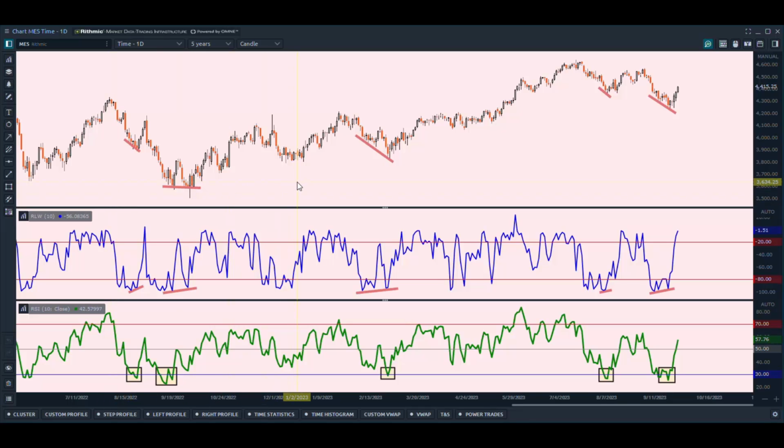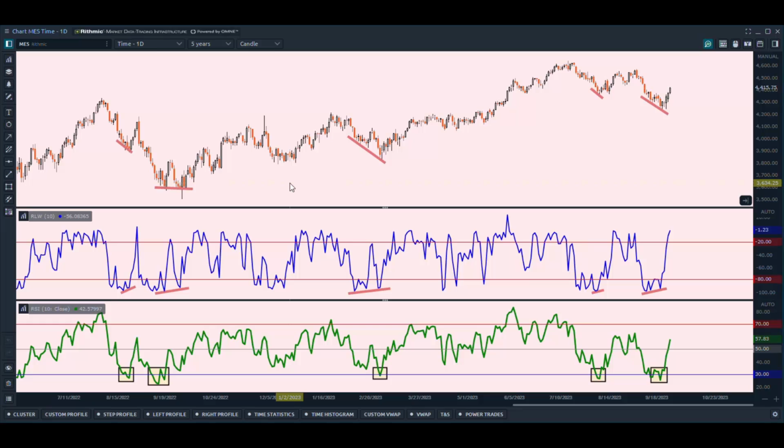Now, the Williams percent range can really be used by itself, but as I mentioned, especially on lower time frames, it can give a lot of false signals. So a lot of people think of the RSI. When the RSI becomes oversold, you buy.